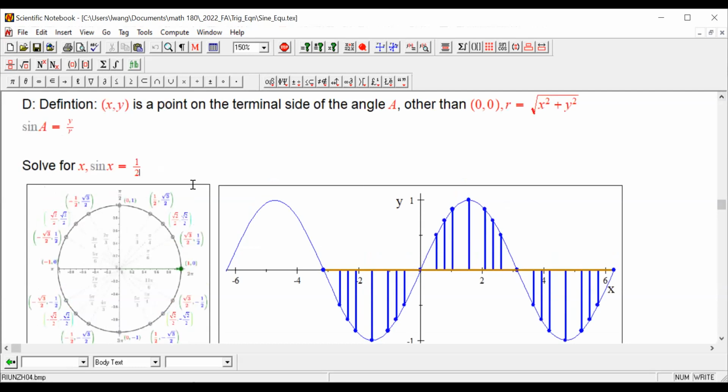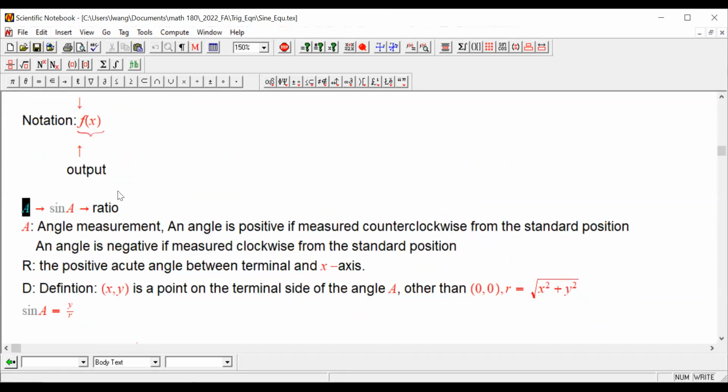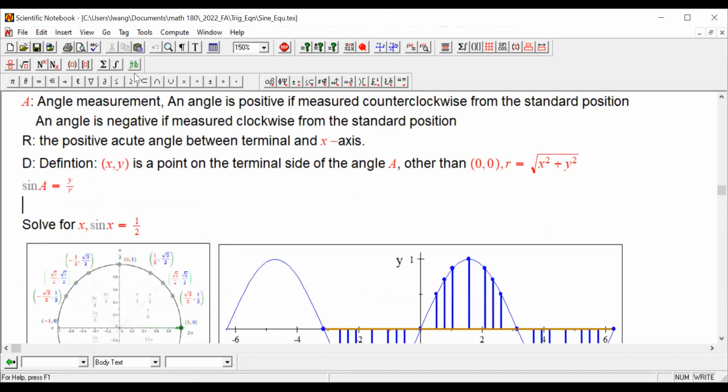If you look at it from the context of sine as a function, sine produces a ratio. There's an input, and there's an output. And what is the output? Y over R on the stage.